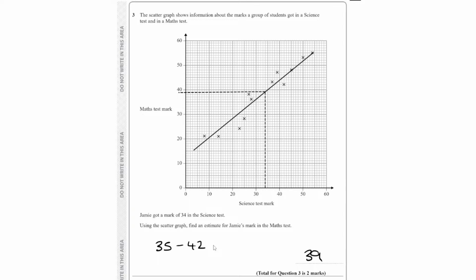Yeah, you got 39 too. Perfect. That's fine. As I said, anything between this range is absolutely fine. And you've obviously just leave your line of best fit there. Don't rub it out. Just leave it so they can see that that's what you did.